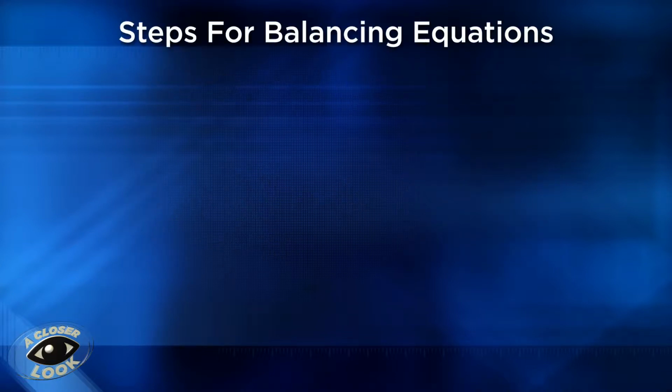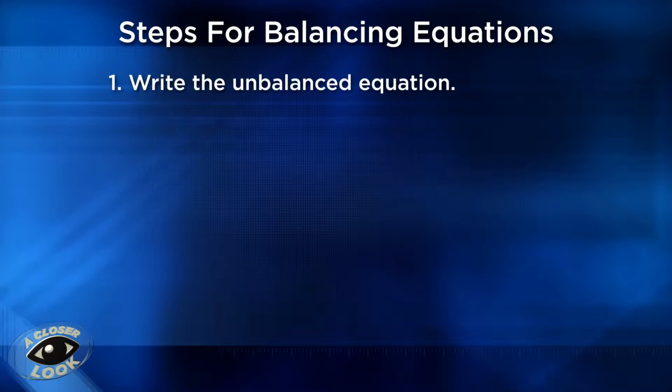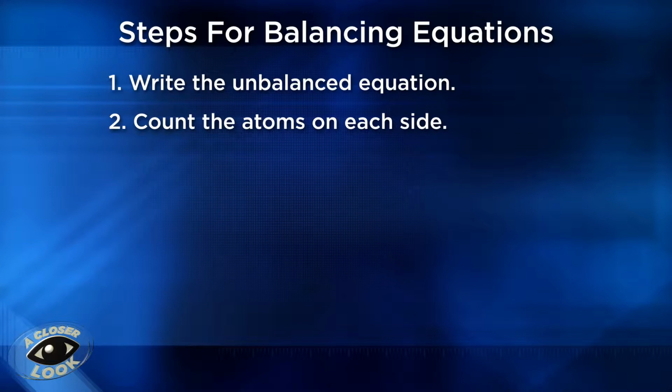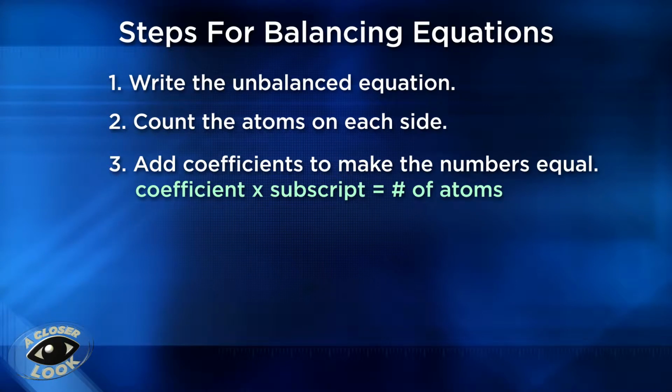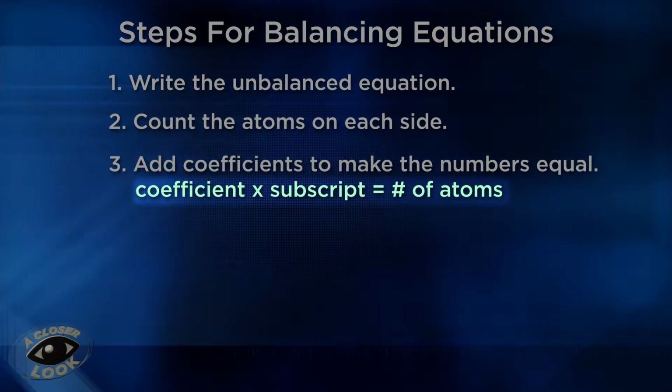Here are the steps to balance a chemical equation. First, write out the unbalanced equation. Then, count the number of atoms of each element on each side of the equation. To balance the equation, to make the number of atoms equal on both sides of the equation, you can add coefficients. If you add a coefficient in front of a molecule or a compound, you must multiply that coefficient times the subscripts in order to determine the number of atoms present.